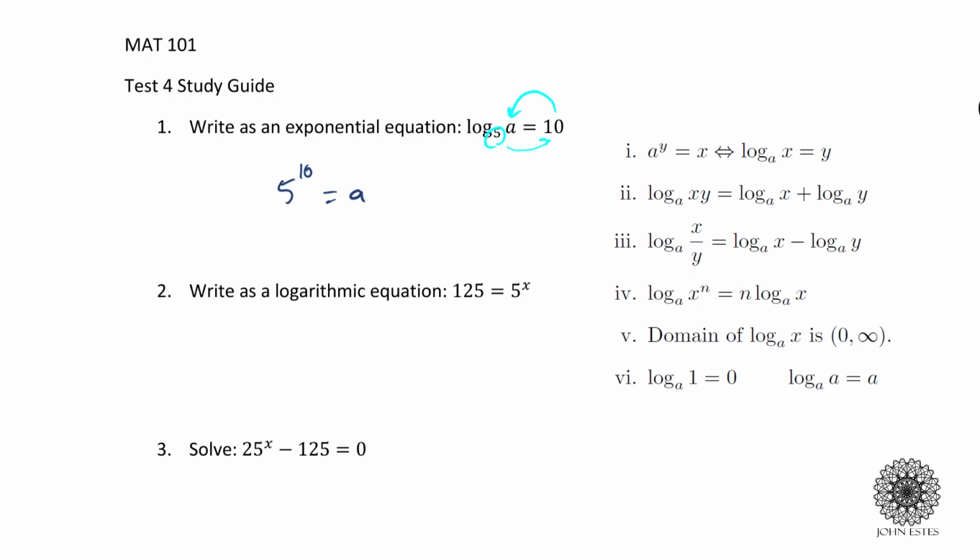For number 2, I have an exponential equation, and it's not asking me to solve, it just says write it as a logarithmic equation. So it's the same thing. You take your base, so you say log base 5 of 125 equals x. That says log base 5, the input is 125, and out comes x. This is one we could actually solve for, but we're not going to. Alright, now I want to move on to question 3.